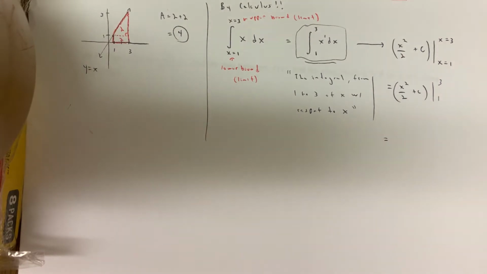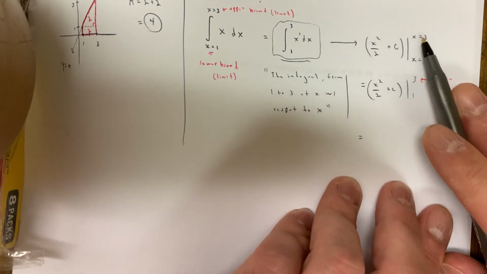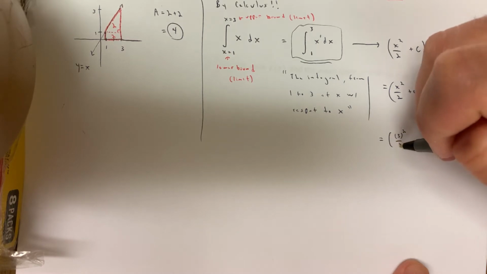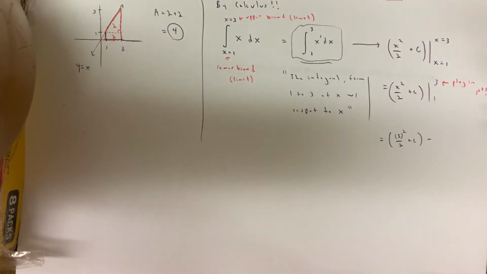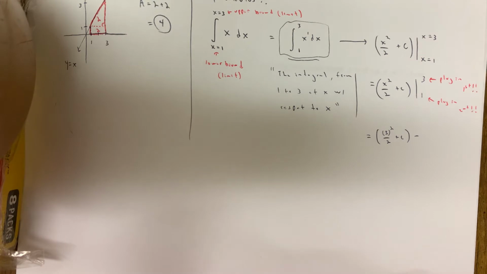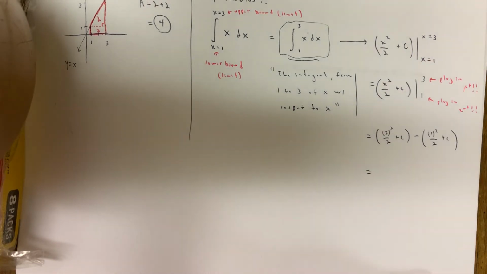Always plug in the upper bound first. So it's always the upper first. Plug in first. And plug it in for what? Well, it says x equals, right? So x is equal to 3, so plug in 3. So 3 squared over 2 plus c minus, now we plug in the lower bound. We're going to plug in second. So we subtract the plugging into the lower bound, parentheses again, so 1 squared over 2 plus c. And that's how you evaluate the definite integral.